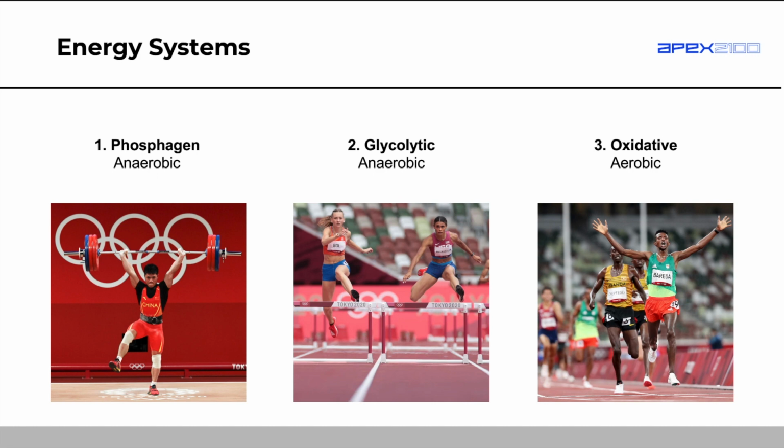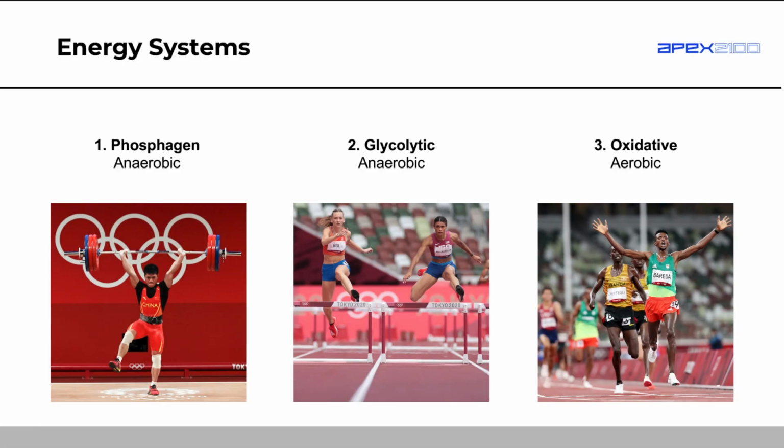And then the last one we have is oxidative. This is our aerobic system, so we're using oxygen within this system. Think like a 10K runner, they're going to rely predominantly on the aerobic system, which is able to produce energy over a prolonged period and really supports endurance sports.